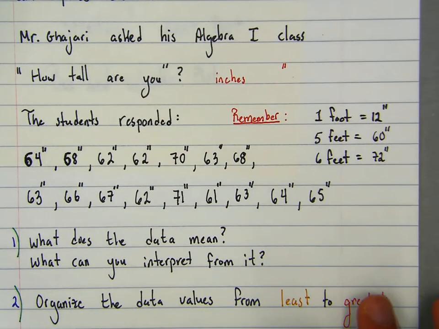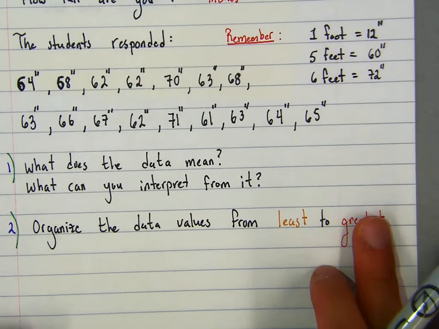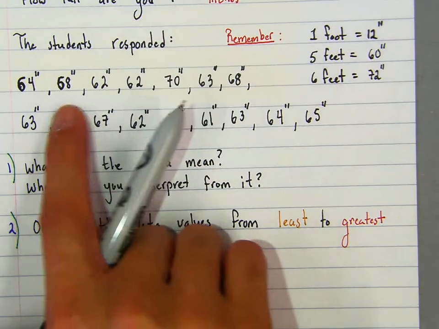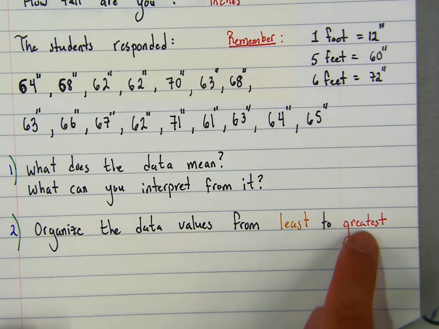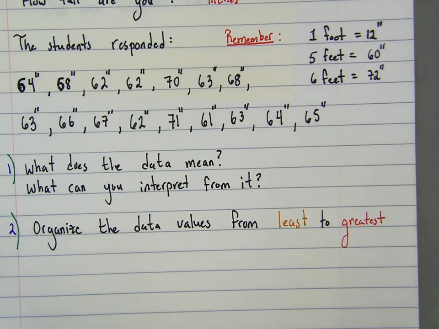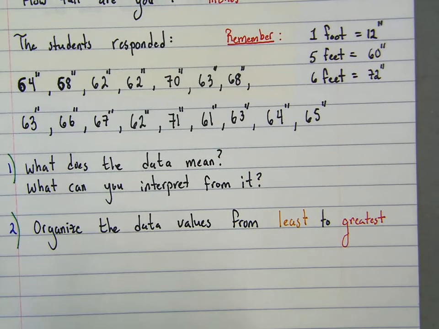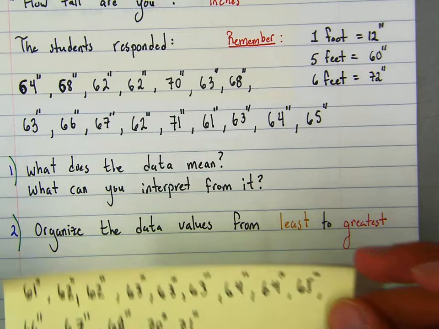Okay, so let's review the idea from yesterday, which was creating a histogram. The first thing I would like you to do is take these data values and organize them from least to greatest. Pause the video and try and do that. So let's say you paused the video. Here should be the data values from least to greatest.